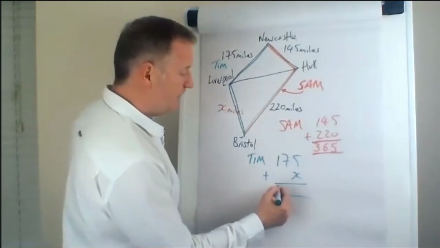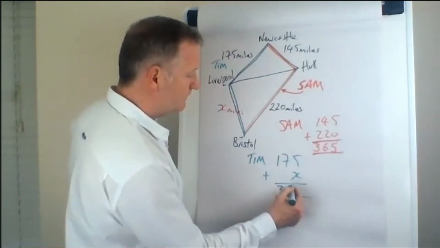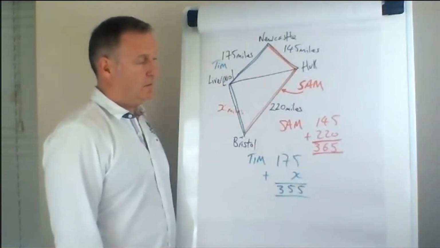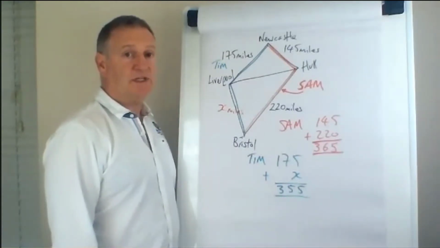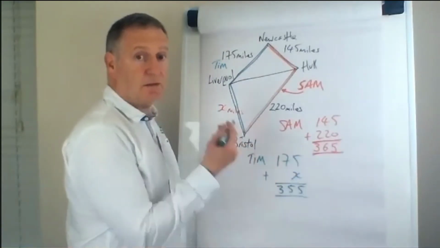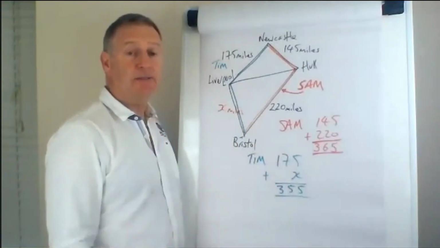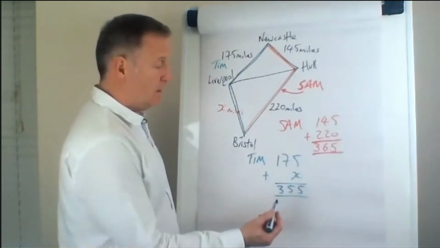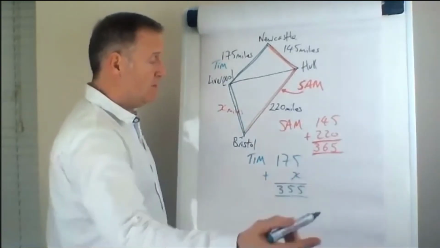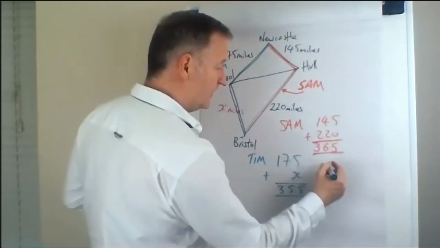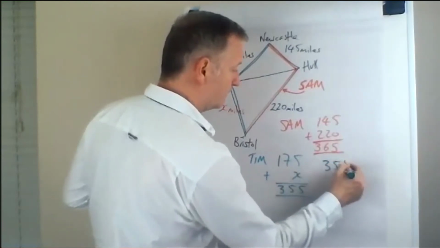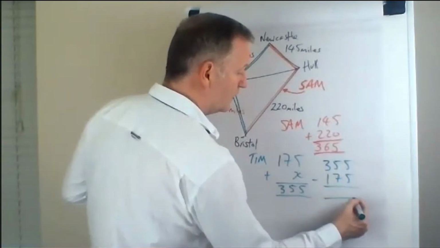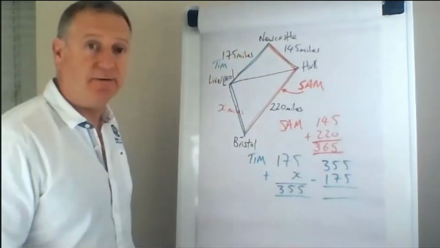Why is that 355? Because Sam did 365 miles, which is 10 more than Tim. So Tim must have done 355. So then 355 take away 175 will give us X. Fabulous. So let's do that then. Ready? Yeah, 355. Right, now that's on. We're going straight into what we've been practicing here now.